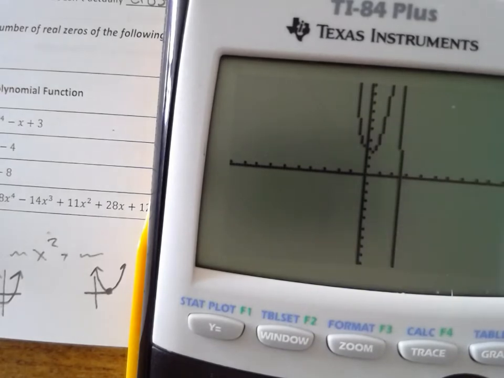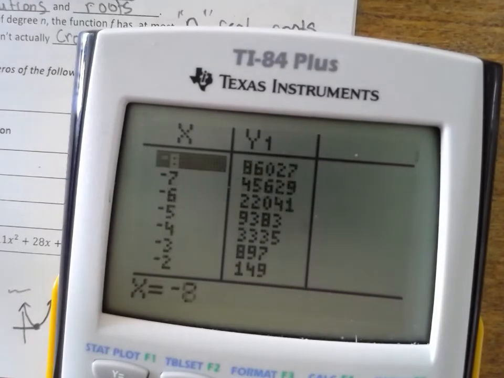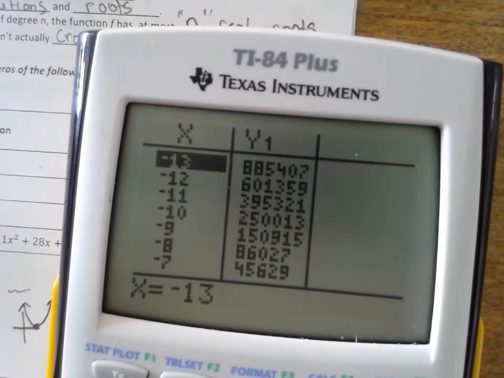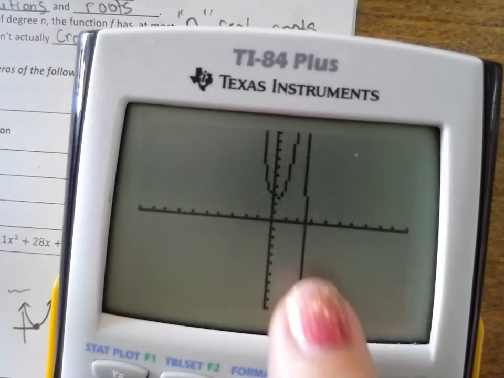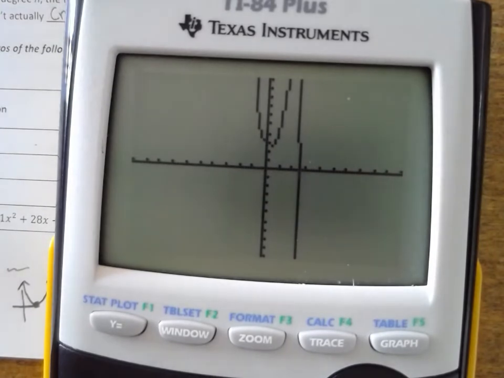Another place that you can go look is in the table. Look, as we go out, what's happening to these numbers? They're getting huge. That's not coming back down, okay? So when we go look at this, I can't really tell where that is. Can you? Somewhere between 2 and 3.